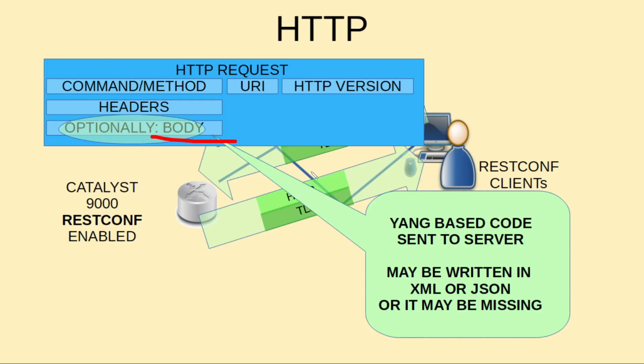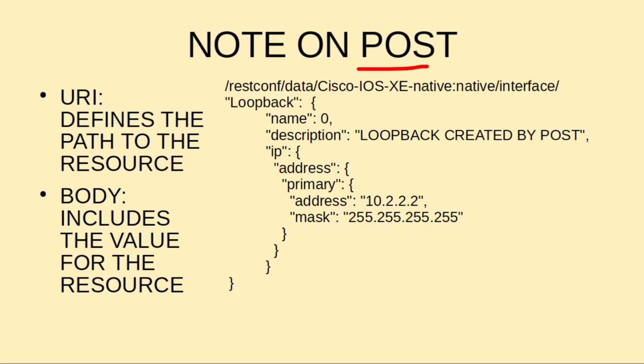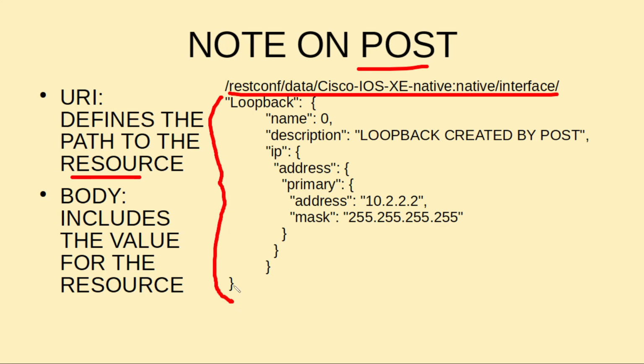Finally, we have the body field. With the body field, we can send JSON-based code to the server. It may be written in XML or JSON, or it may be missing altogether. Just a note here about how to design the body and the URI when we are using POST. When using POST, the URI will define the path to the resource, and the body will include only the necessary values in order to create this resource.